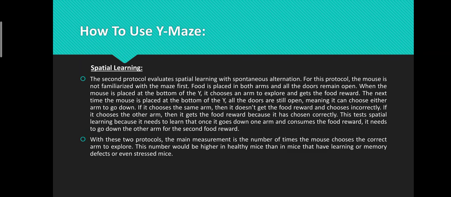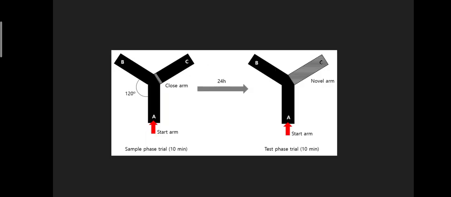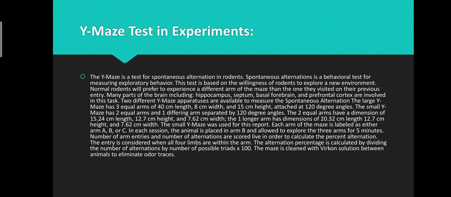With these two protocols, the main measurement is the number of times the mouse chooses the correct arm to explore. This number would be higher in healthy mice than in mice that have learning or memory defects, or even stressed mice. Then you should see the diagram about it, starting point and ending point.